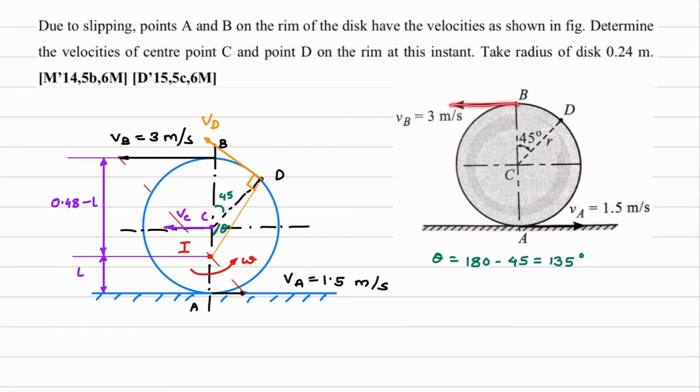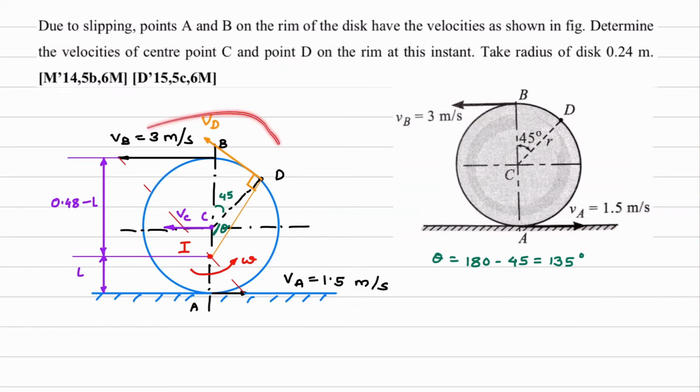These two velocities are not the same. These are different. Why? Because of slipping. Determine the velocities of center point C. So we have to find the velocity of the center point C and point D on the rim at this instant. Take the radius of the disk as 0.24 meter.